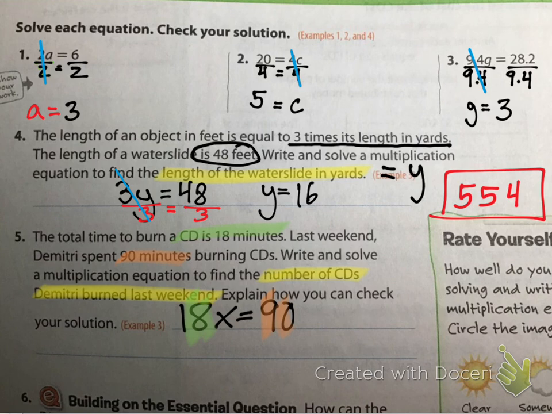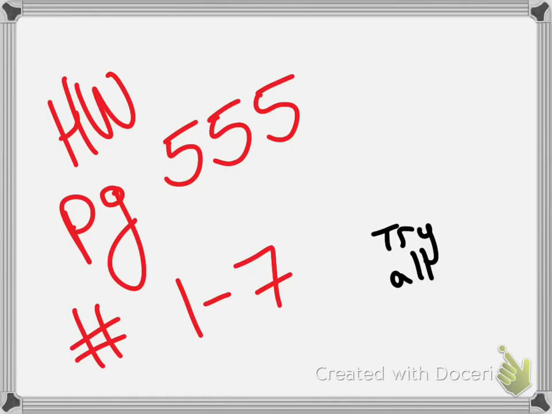First I divided 18 divided by 18 and crossed that out. Then I did 90 divided by 18 and I got 5. Perfect. And that's exactly how we do it. All we do is divide.